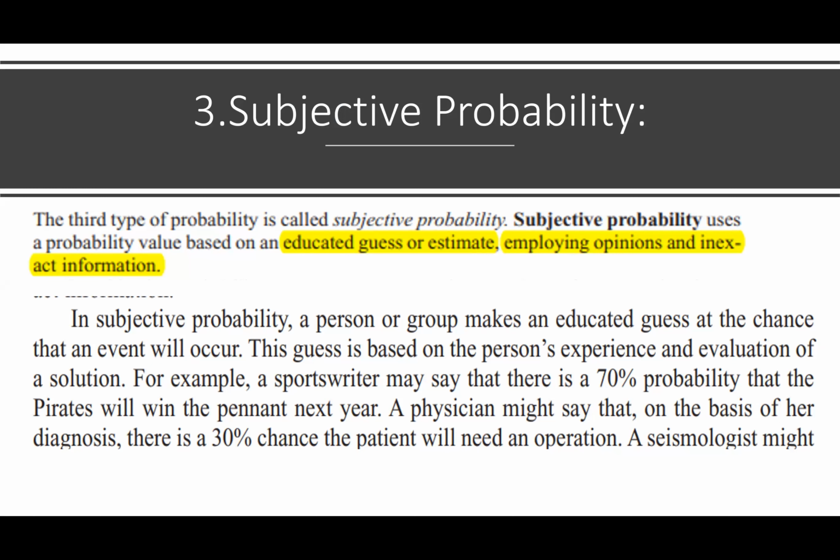For example, a sports writer may say that there's a 70% probability that the Pirates will win the pennant next year. A physician might say, on the basis of her diagnosis, that there's a 30% chance the patient will need an operation.